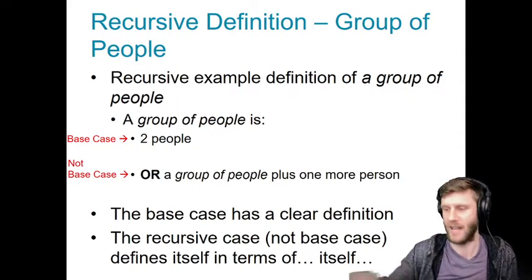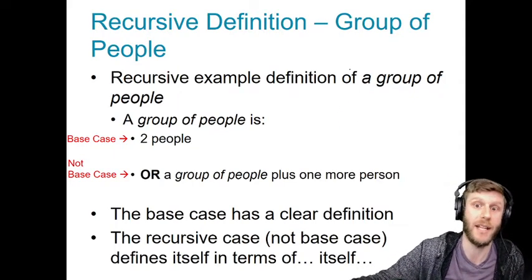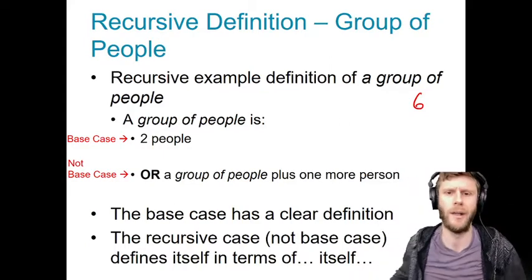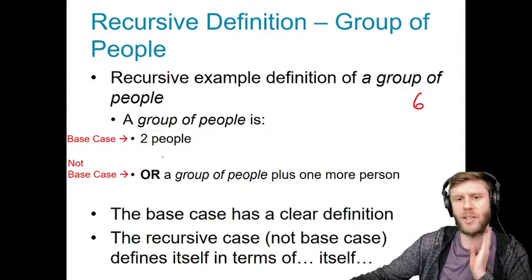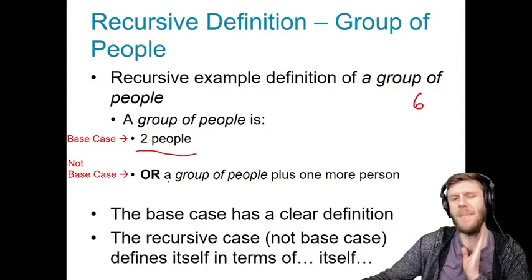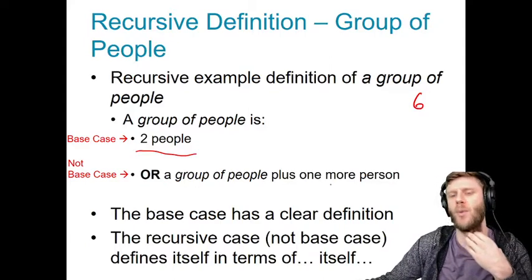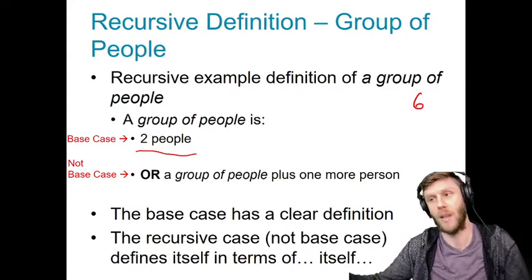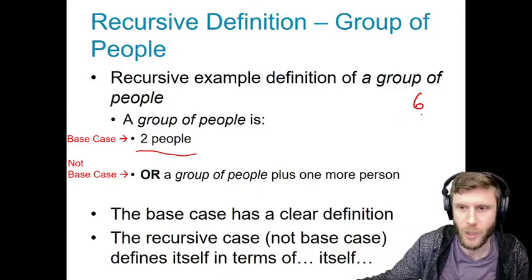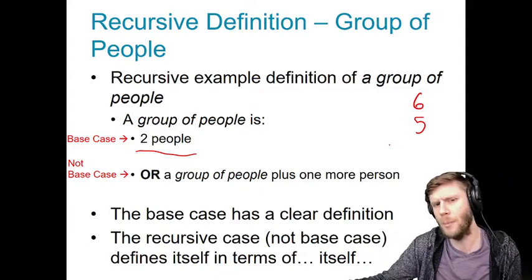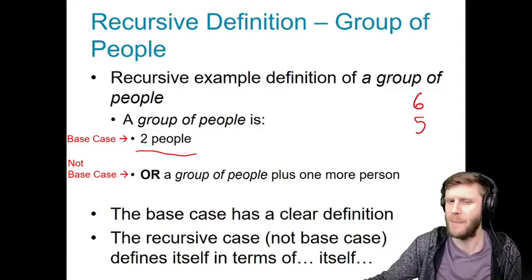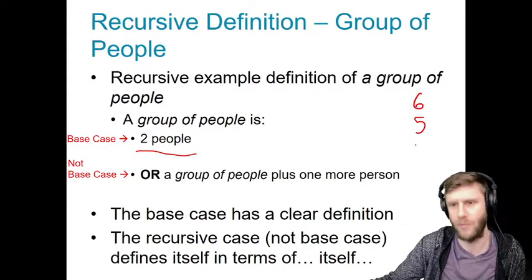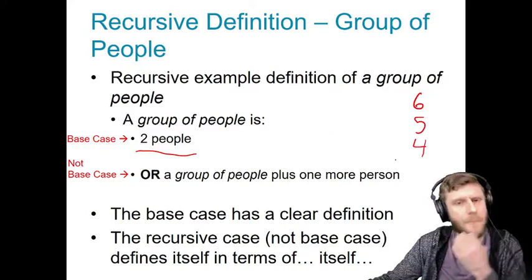So what I mean here, let's do an example. If I have 6 people, right? And I'm asking the question, is 6 people a group of people? Well, I don't know. Because I'll check, I'll be like, well, it's not 2 people, but maybe it's this. Maybe it's a group of people plus 1 more person. All right, so a group of people plus 1 more person to make 6 would be 5 people, right? So we'd go down to 5 and we'd ask, well, is 5 a group of people? Well, 2 people, no. But maybe it's a group of people plus 1 more person. So what makes 5, well, that's 4, okay. So we're going down.